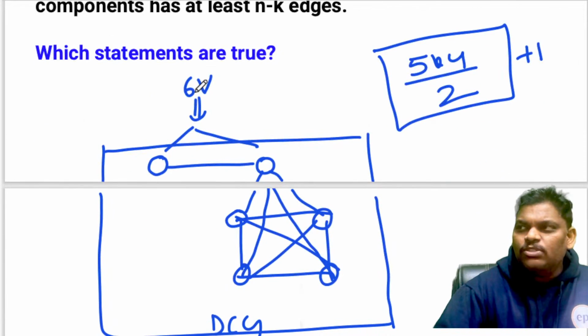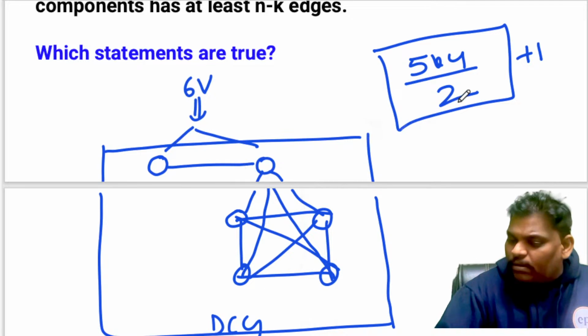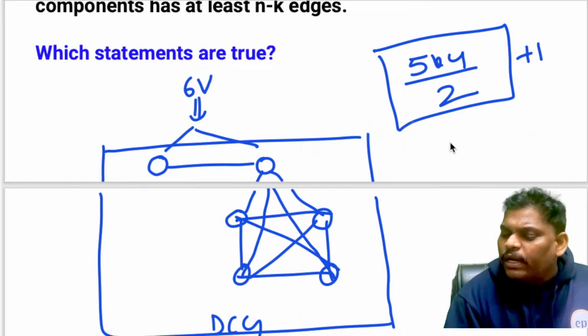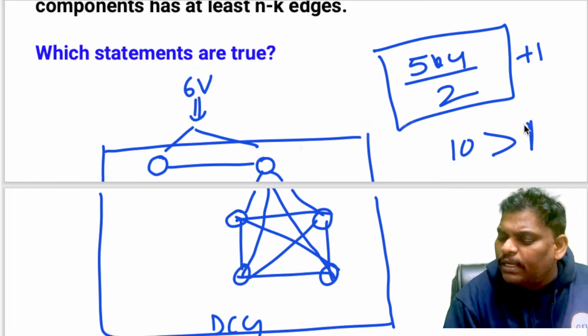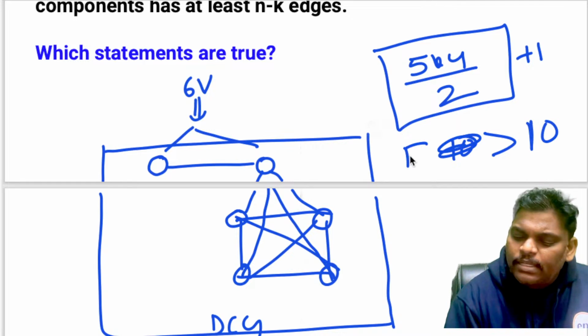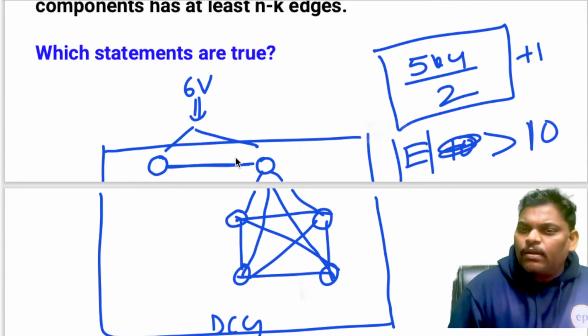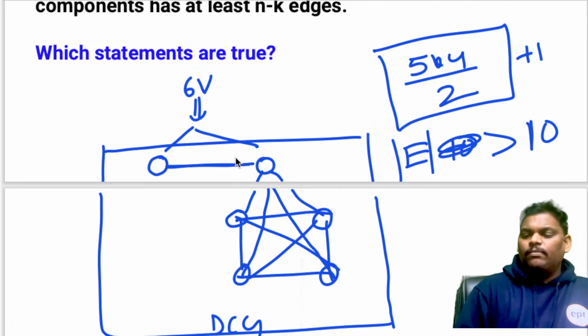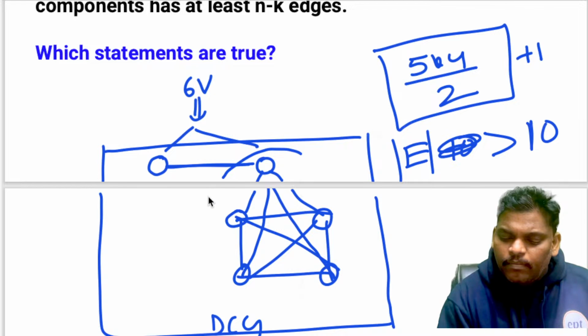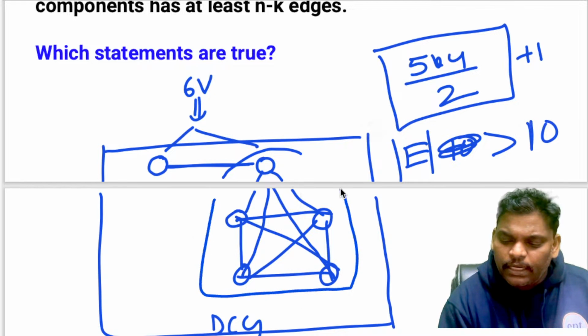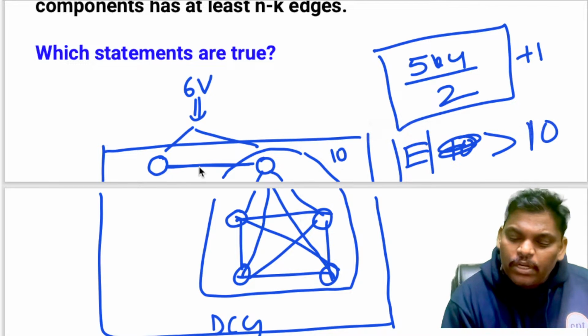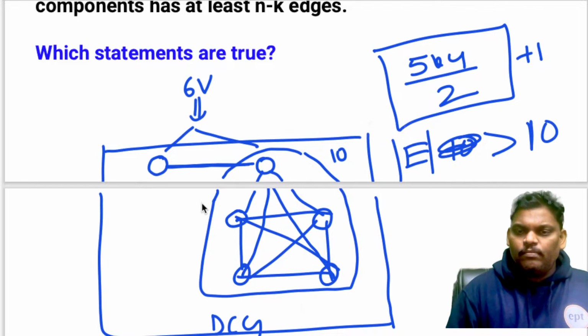A 6-vertex graph which is disconnected has a maximum number of edges of 10. If the number of edges is more than 10, it is compulsorily connected. Will you agree or not? This is giving 10. If the number of edges is more than 10, it is compulsorily connected.